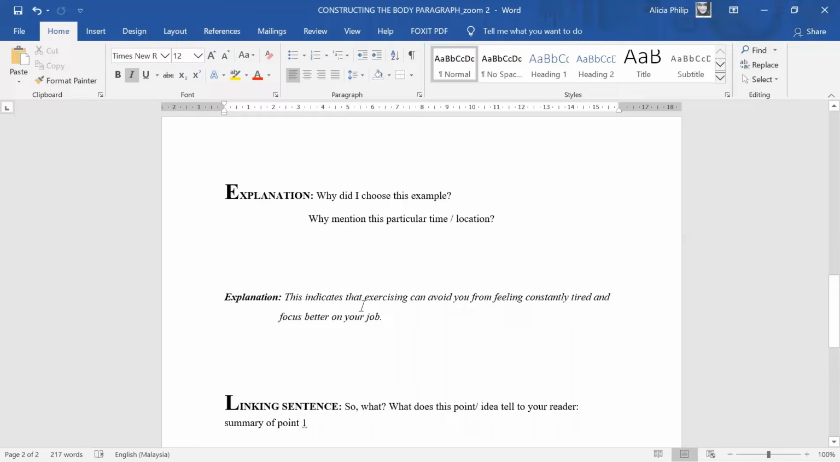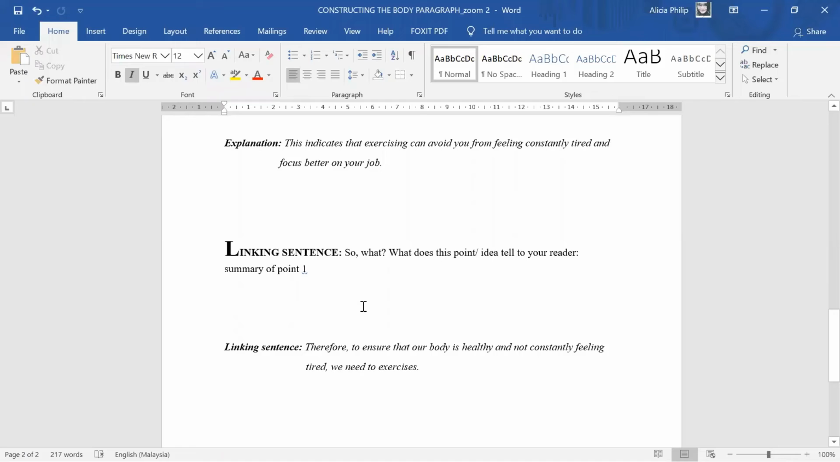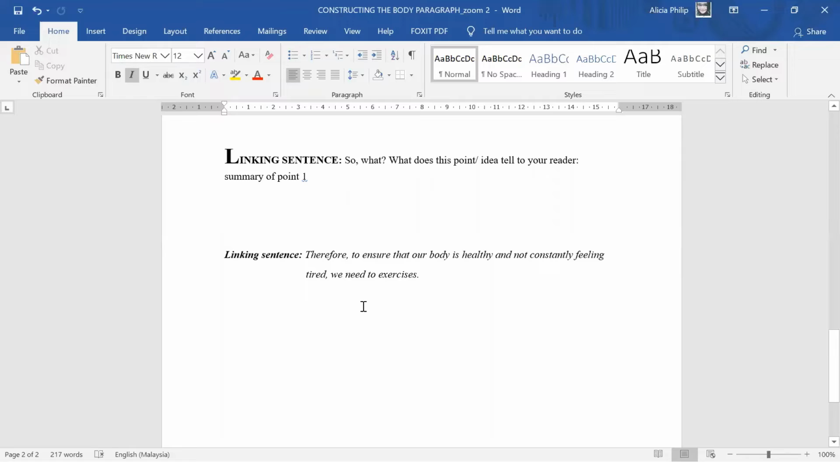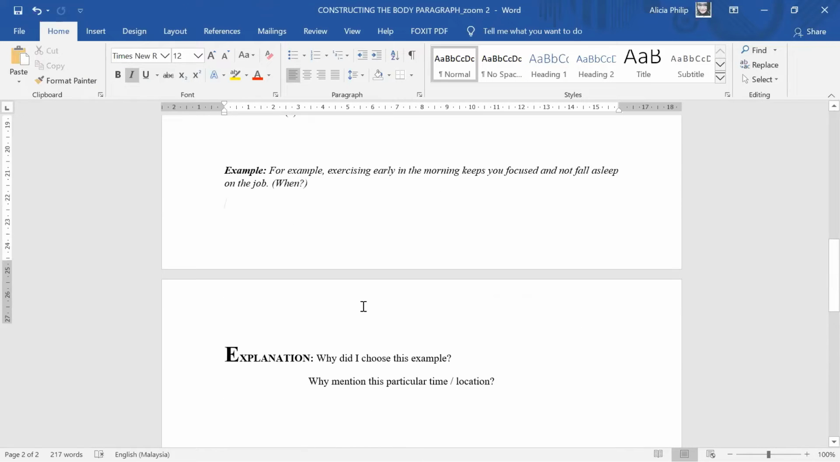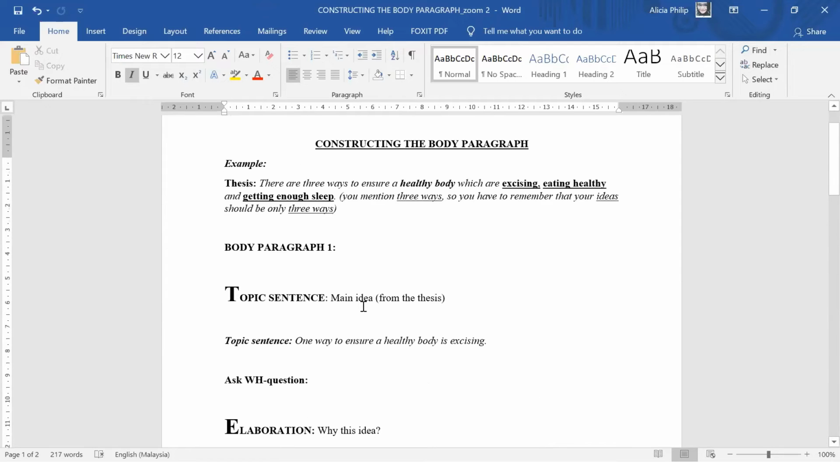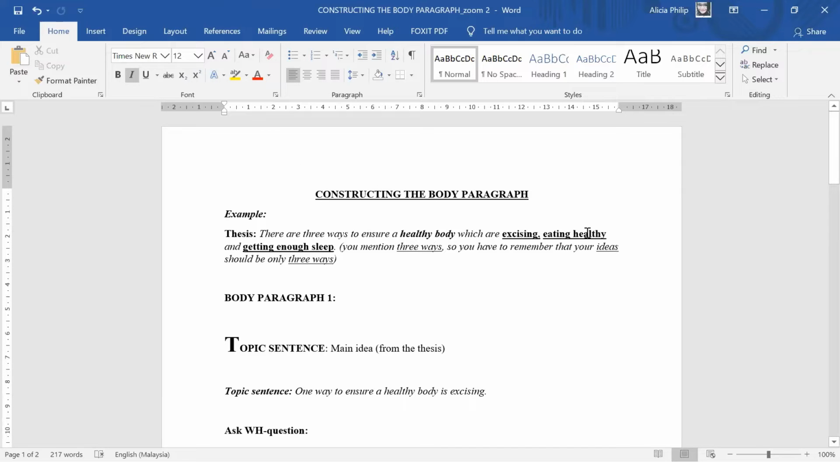And then once you have explained, tie everything together in your linking sentence, which means you ask a question like, what does this point or idea tell my reader? So basically you're summarizing by stating, therefore, to ensure our body is healthy and not constantly feeling tired, we need to exercise. Okay, so that is body paragraph 1. You can move on to the second body paragraph by talking about eating healthy, and the third body paragraph will talk about getting enough sleep.